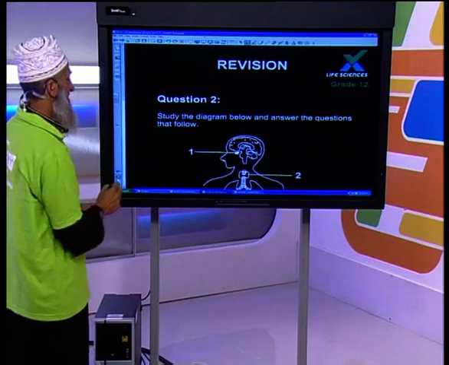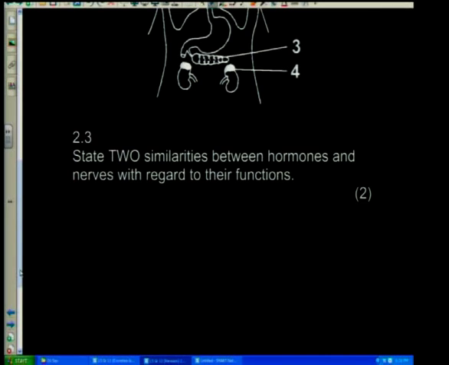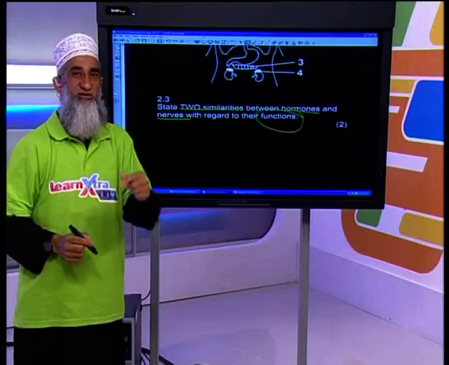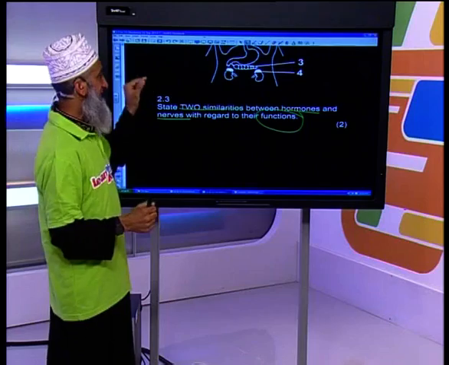Good, guys. We're moving with this question. Not too difficult. State 2 similarities between hormones and nerves with regards to their function. They did not ask you about their structure. They asked you about their functions. How are they similar?